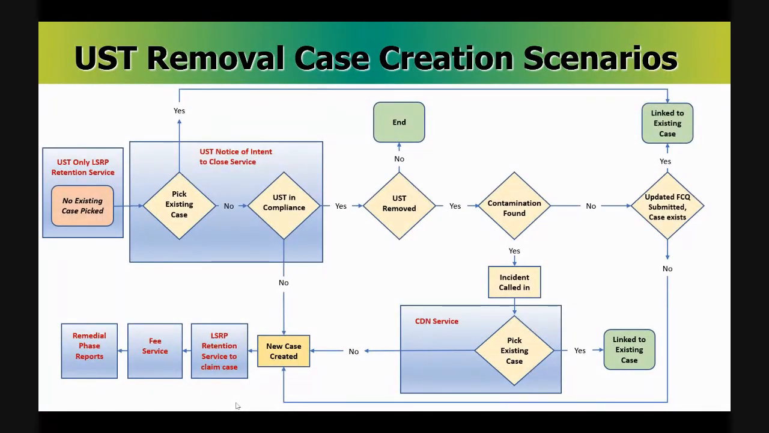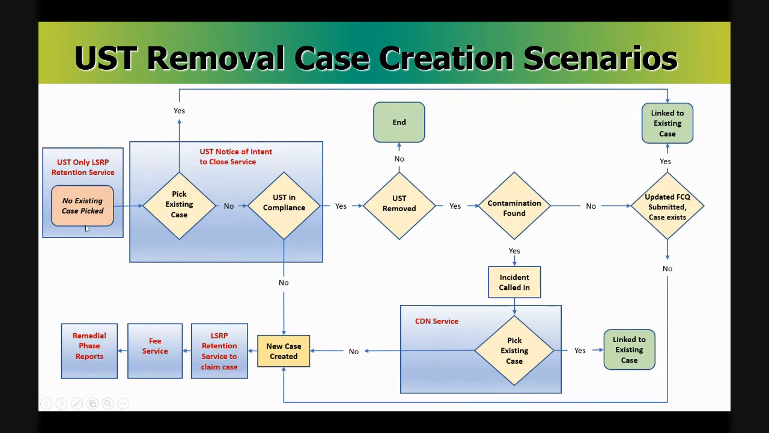So it's probably hard for everyone to see this. Put your eyeball up next to the screen. I think this is why we receive a lot of questions about why don't I have a case, or why is it saying that I am not retained for the case, or no LSRP is retained for the case that I have picked. And this illustrates the process, going from left to right. This is the UST removal case creation scenarios. On the left, we have a peach rectangle with knocked off corners. And that is a UST only retention service.